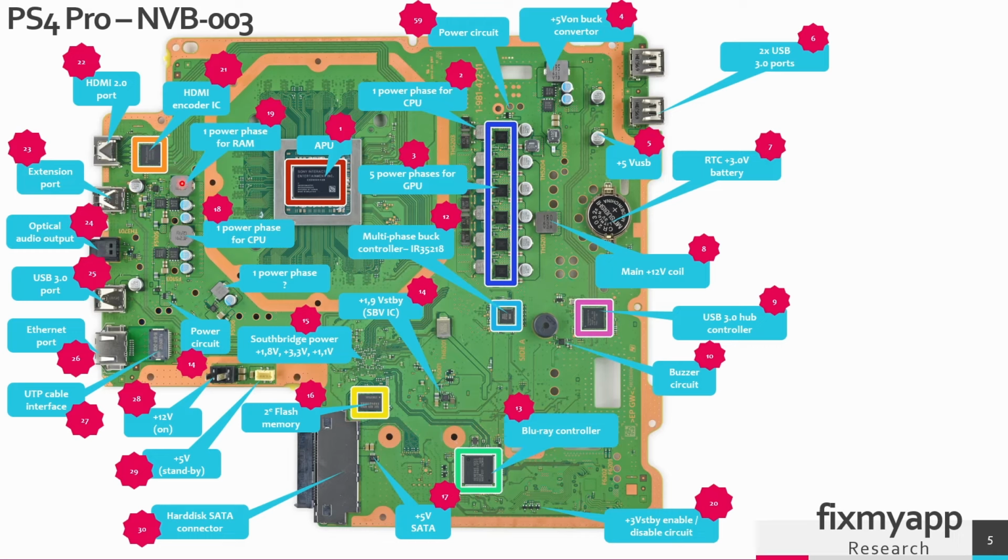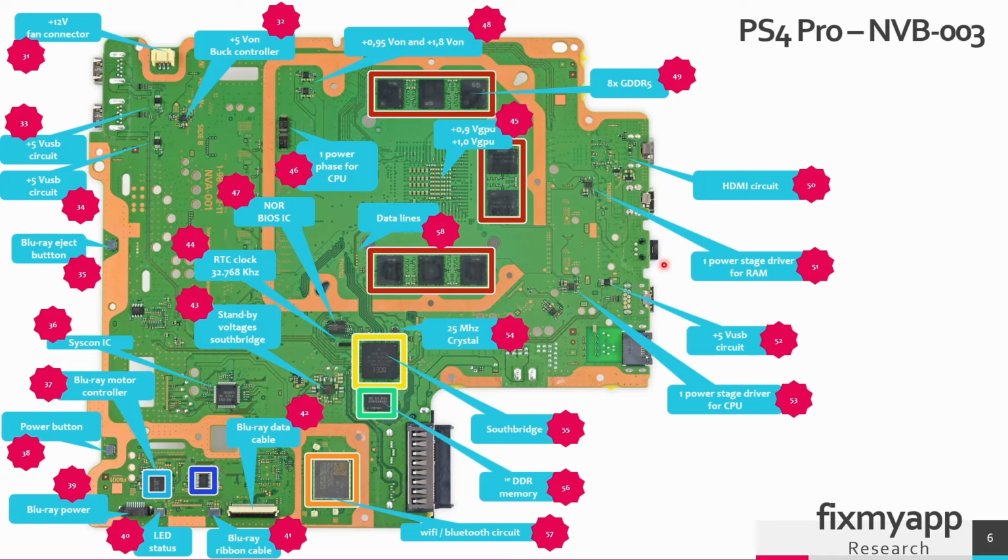So this power phase will be generating the power supply for the RAM memory that is located on the bottom side. This power phase will also generate a voltage for the CPU or the APU. Then we have the HDMI 2.0 port, and the data lines coming from the encoder IC will go straight to the APU. So these are the main components that are used on the top side of this mainboard.